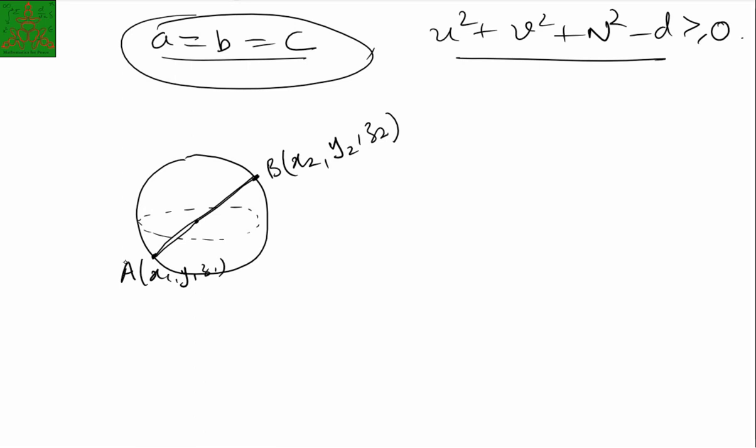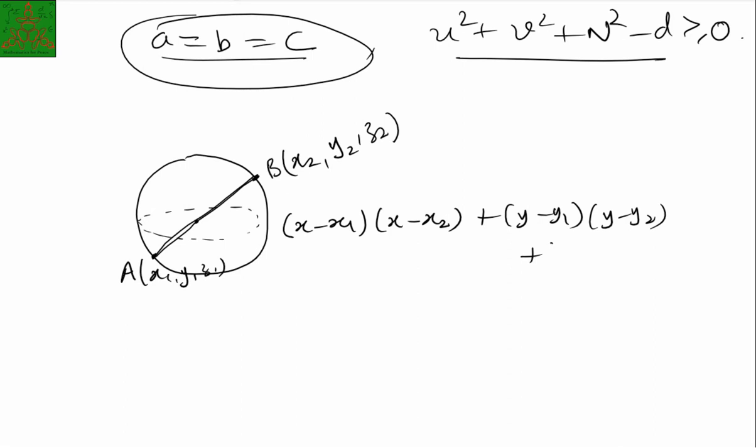And if you want to find the equation of the sphere, then you can find it using this formula: (x minus x1)(x minus x2) plus (y minus y1)(y minus y2) plus (z minus z1)(z minus z2) equal to 0. So this is the equation of the sphere having the extreme points of a diameter. If you know this, then you are able to find the equation of the sphere.